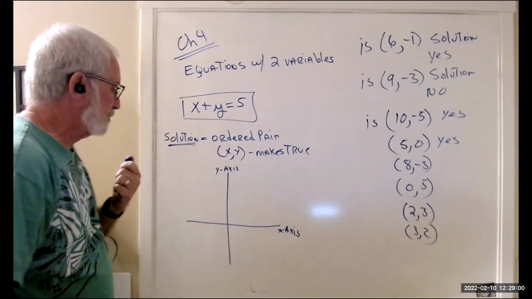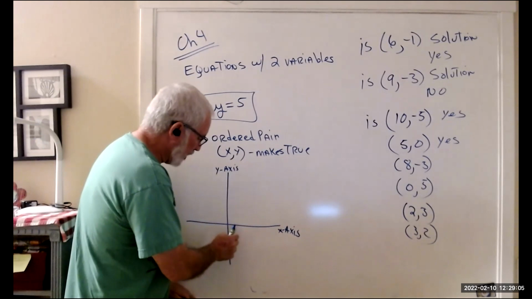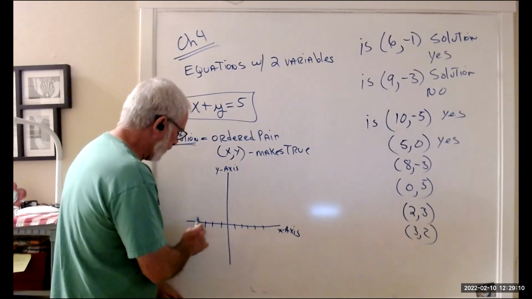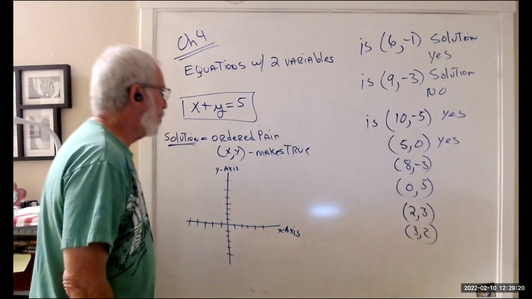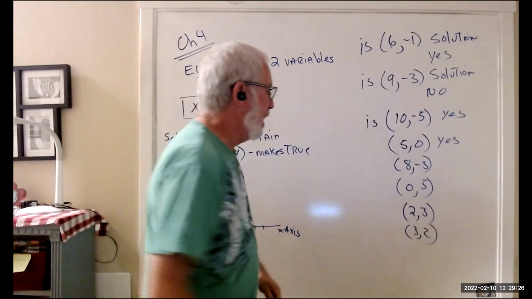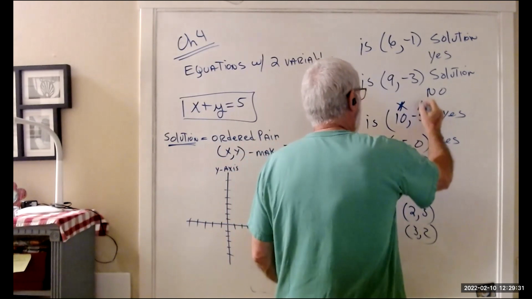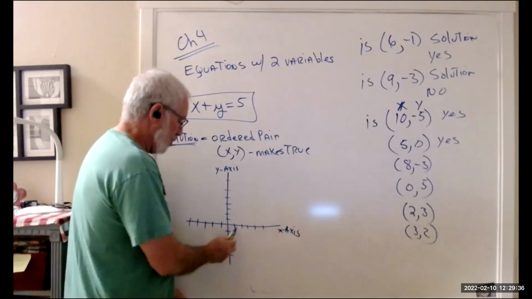And the x-axis has a number line on it. 1, 2, 3, 4, 5. Okay, -1, -2, -3, -4, -5. And fractions, decimals. The y-axis also has number lines on it. And so we can plot the ordered pair. We always do x first, x, then y. So if we plot 5, 0, 1, 2, 3, 4, 5, 0.